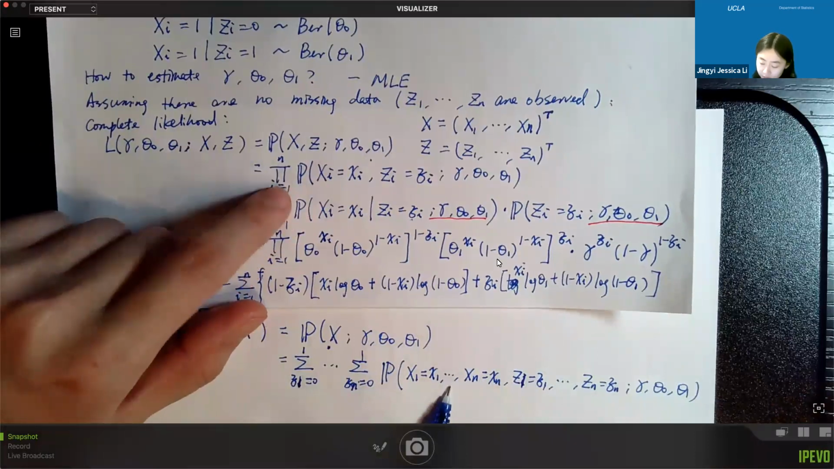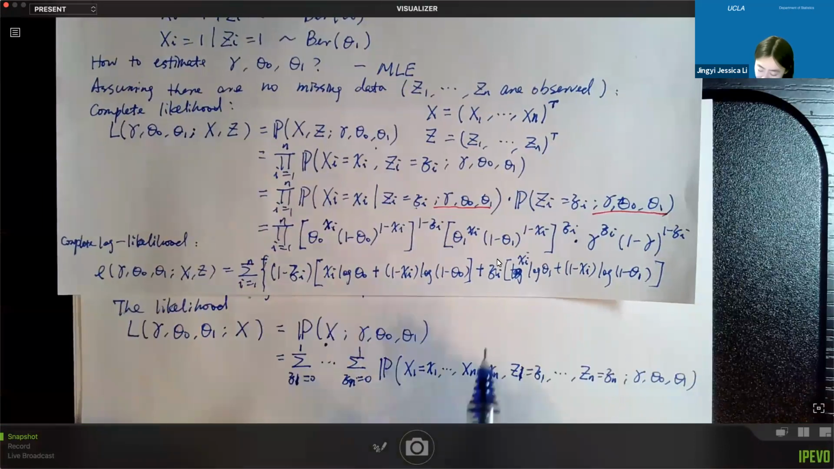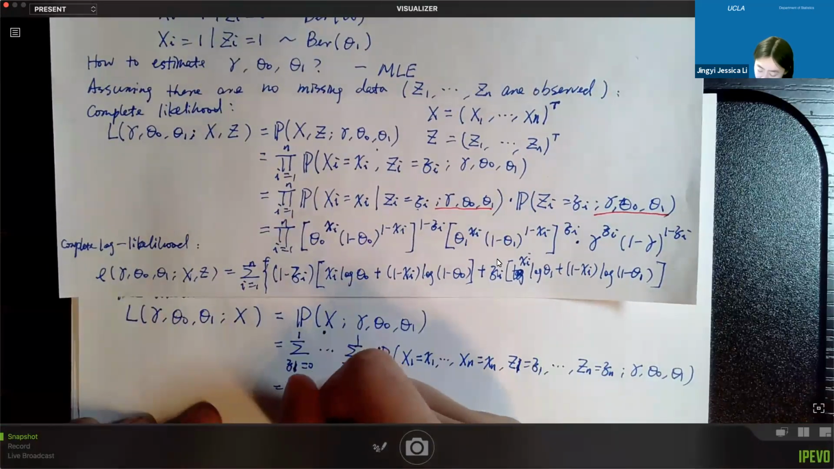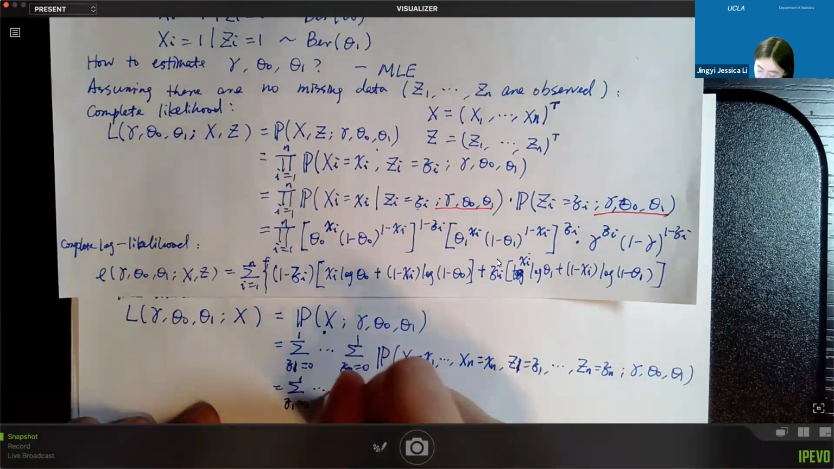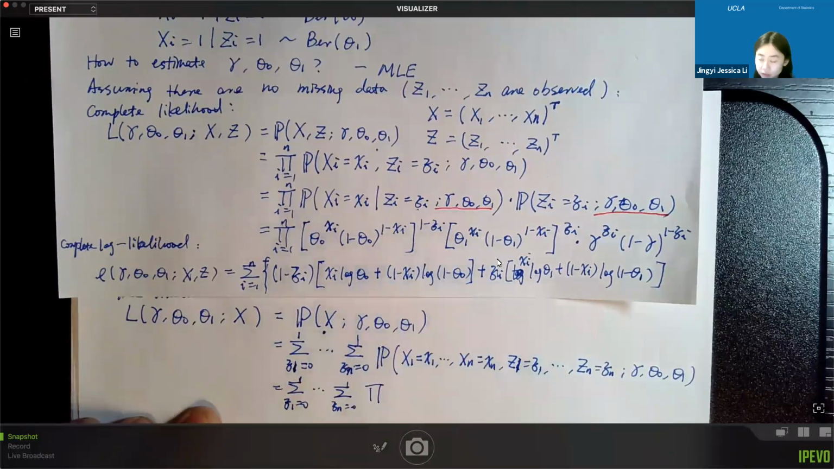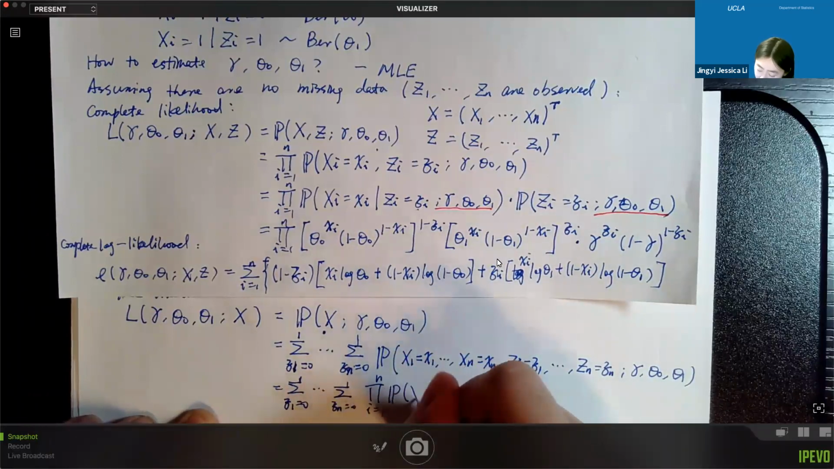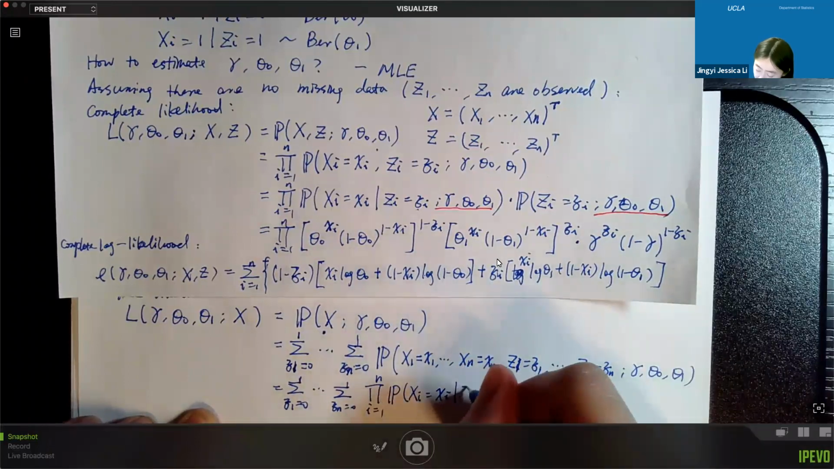So still this one. But what we have here is, I can just write one more step so it's clearer for you. So the sum over Z1 equals 0 or 1, through the sum over Zn equals 0 or 1. And we have this product again for the independence, i from 1 to m. Then we have the probability Xi equals lowercase xi given Zi equals lowercase zi.